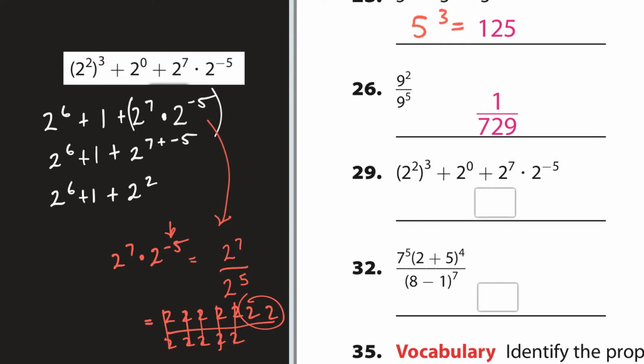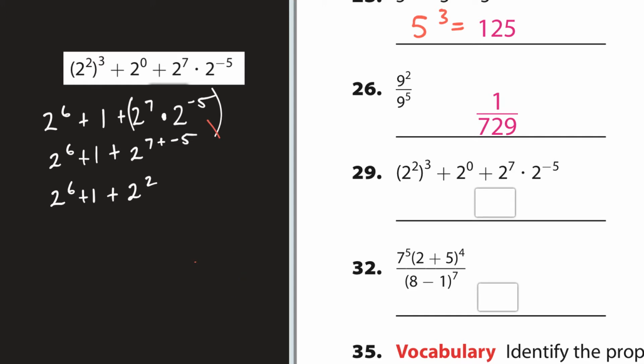Now, let me get rid of this stuff here so I can clean it up and put it away. Okay, I'll just erase this. So this gets all erased here, and I'm going to finish off the problem. 2 to the 6th plus 1 plus 2 to the second. 2 to the 6th.